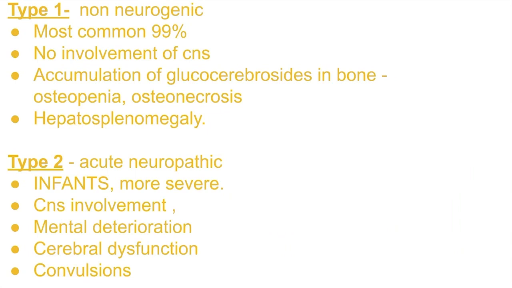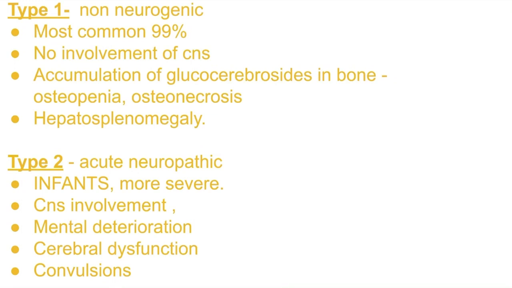Type 1 is non-neuropathic. It is the most common, 99% of the cases, and no involvement of the CNS is seen as it is non-neuropathic. Accumulation of glucocerebroside usually occurs in bone, liver or spleen. In spleen and liver it leads to hepatosplenomegaly, and in bone it leads to osteopenia or osteonecrosis.